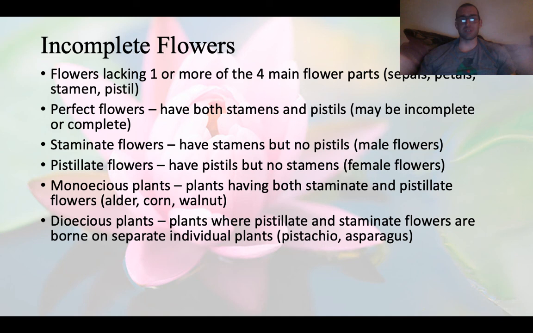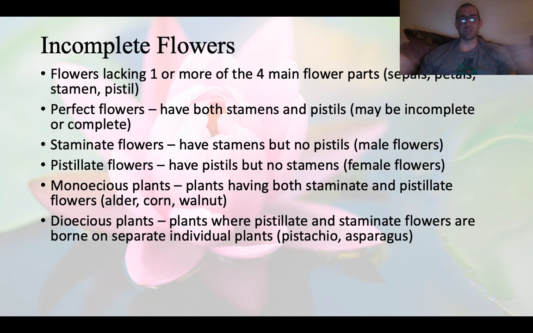Within our incomplete flowers, we can also have other classifications. So we have what are referred to as perfect flowers. And our perfect flowers have both stamens and pistils. Now they may be incomplete, they may be lacking sepals or petals, or they may be complete and have all of them. But importantly, our perfect flowers have both stamens and pistils, both the male and female reproductive part of the flower.